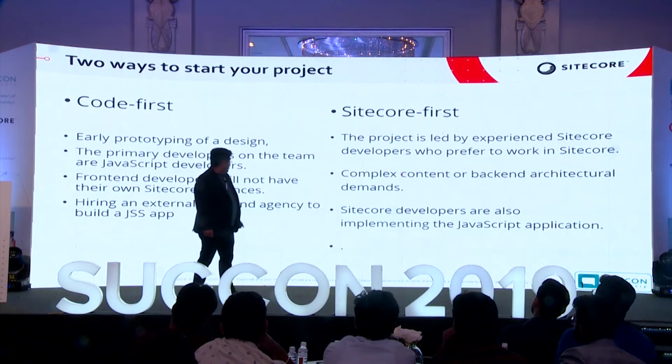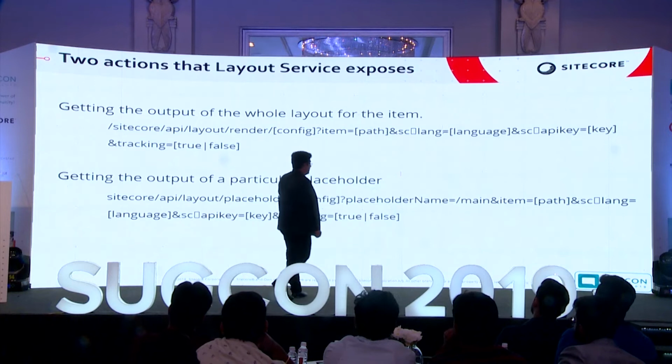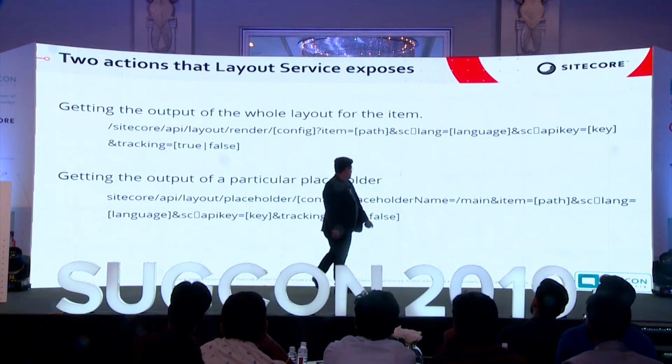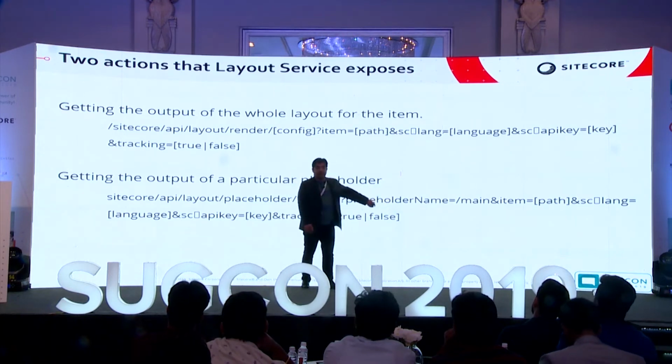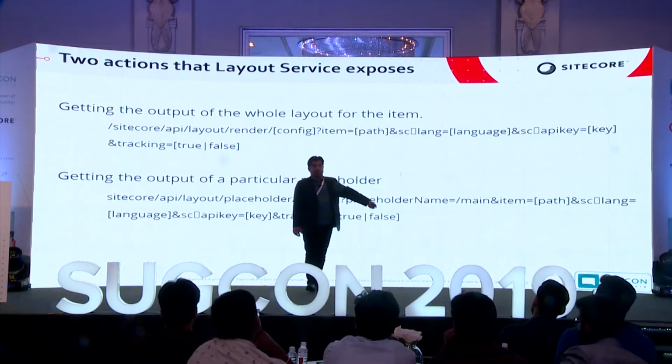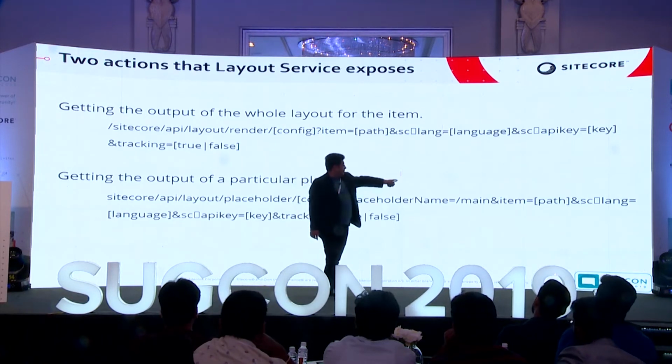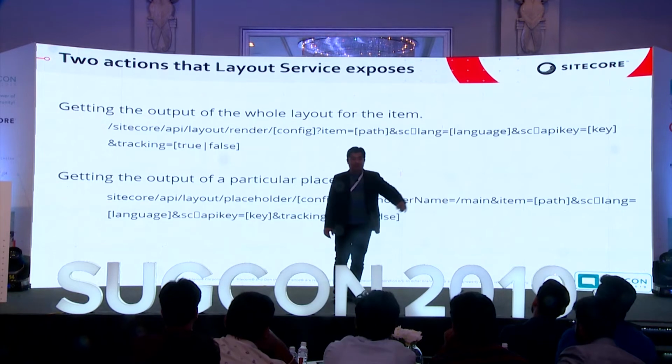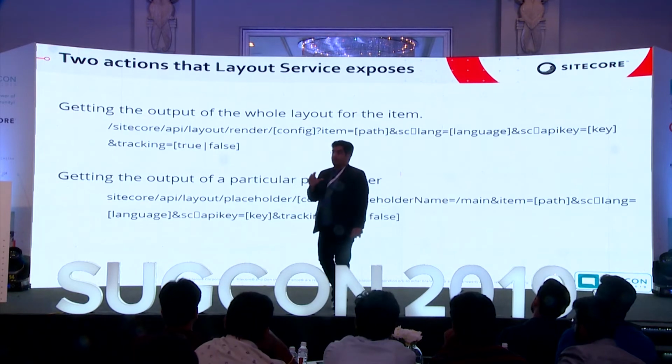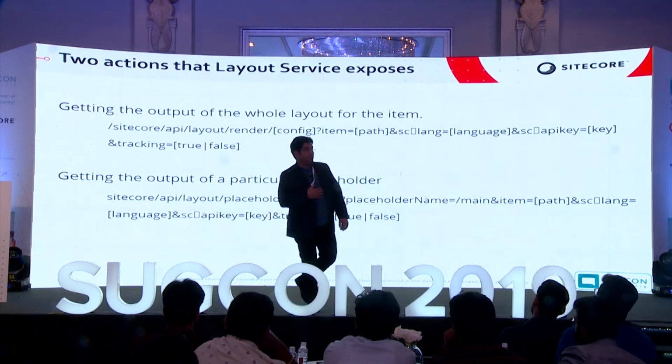Sorry, I need to go back. The other thing is, if you want to get the data from only a placeholder, you specify a placeholder name here. It takes the item from the path and you specify the placeholder name, and it will render the JSON for that particular placeholder at that point in time.